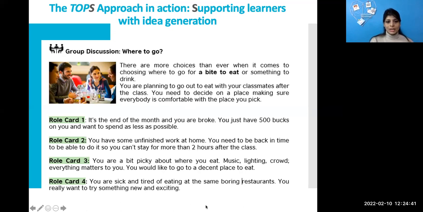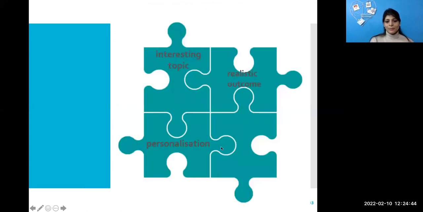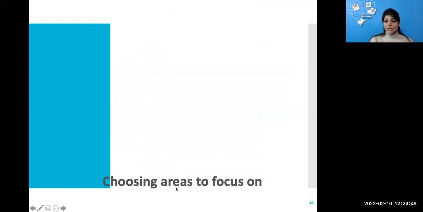Now the next part is going to be choosing areas to focus on. Another problem that teachers sometimes face with group discussions is that, after doing one group discussion after the other, I mean, if you're doing too many group discussions in class, learners might sometimes start questioning what are we learning? What are we gaining out of it? All we do is just come and speak. So the learning that's happening may not be very tangible in many cases.